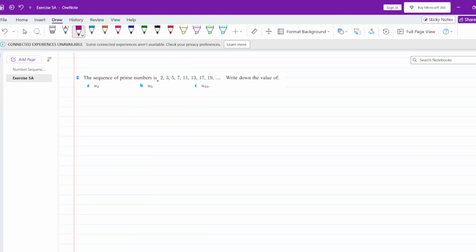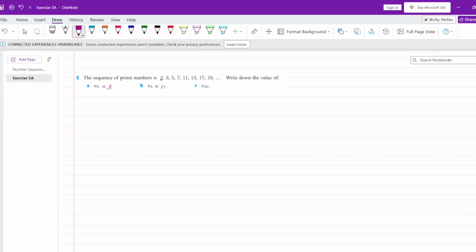2. The sequence of prime numbers is 2, 3, 5, 7, 11, 13, 17, 19, and so on. Write down the value of u2, that is the second term. What is the second term here? 1, 2. So u2 is 3. u5 is the fifth term. 1, 2, 3, 4, 5. u5 is 11.